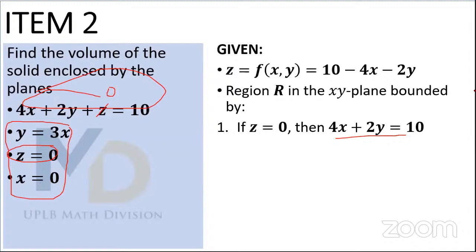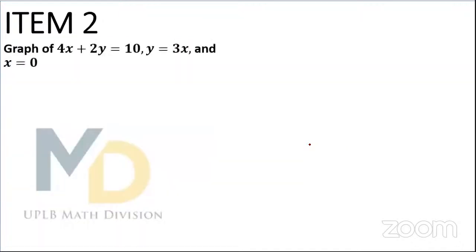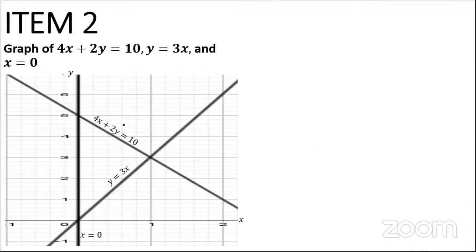At the same time, R is also bounded by y equal 3x, and lastly, it is also bounded by x equal to 0. Now we further investigate the region bounded by these three. So this is the graph of the region R. We have 4x plus 2y equals 10 here, y equal 3x given by this, then x equal to 0 by this line, or simply the y-axis itself. And determine the intersection points, the corner points, for the bounds of the outer integral. That's the sense of it.